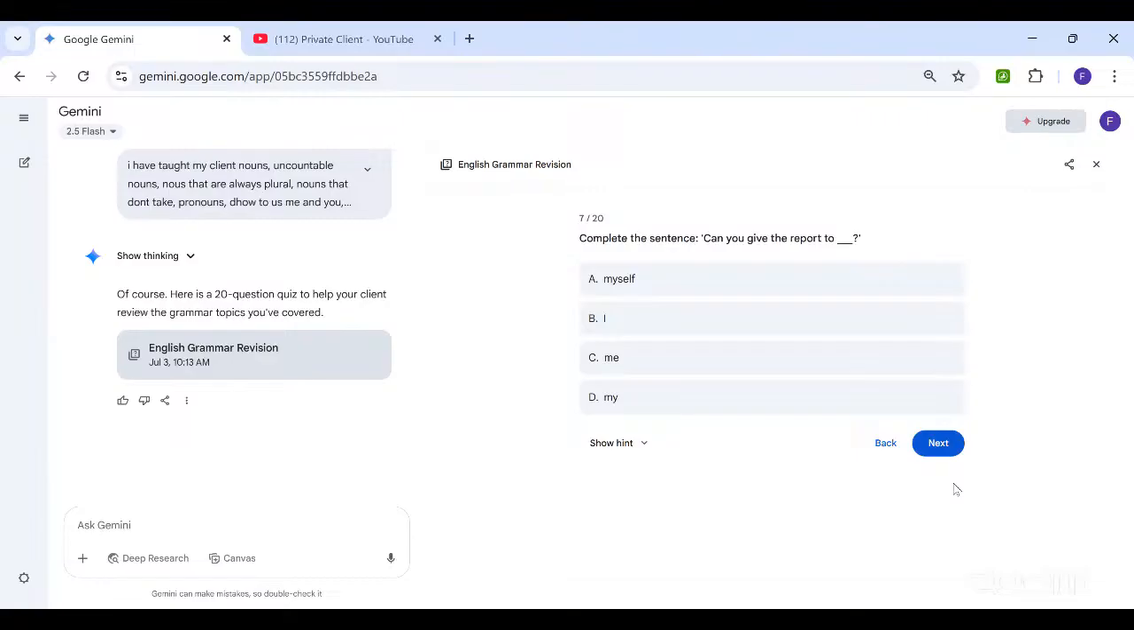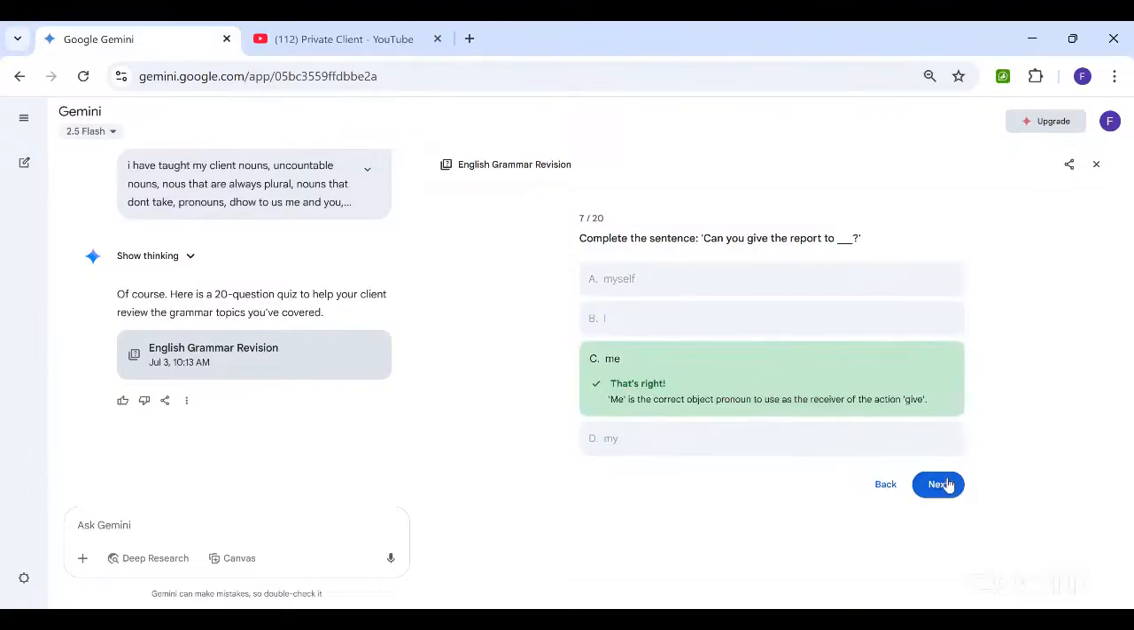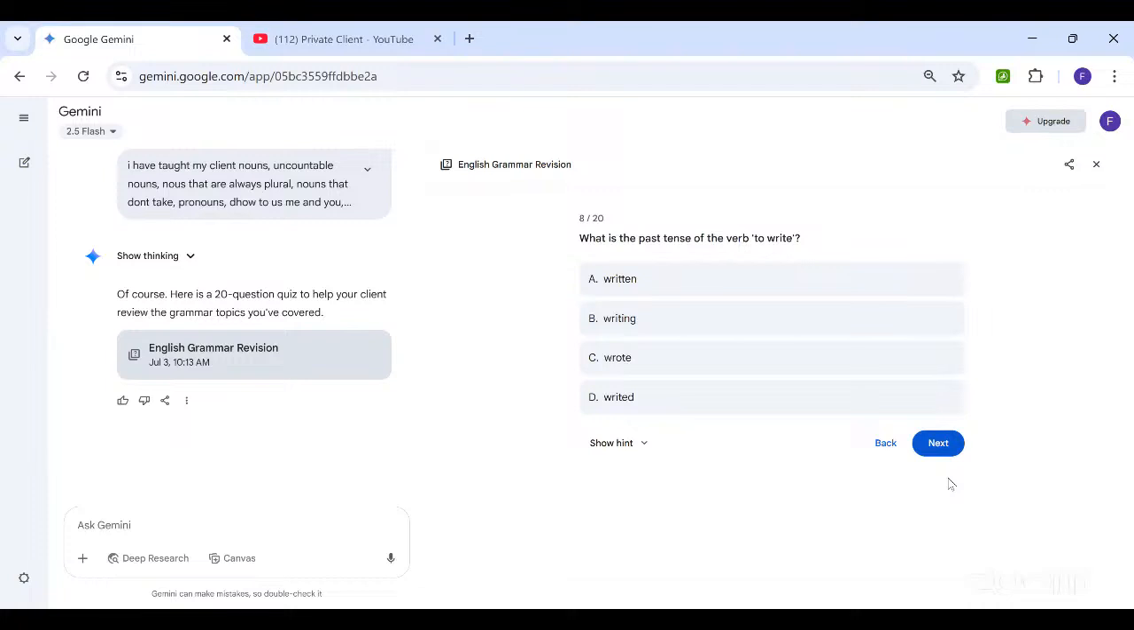Complete the sentence. Can you give the report to dash? To me. Number 8. What is the past tense of the verb to write? Writes, written? Wrote. Wrote.